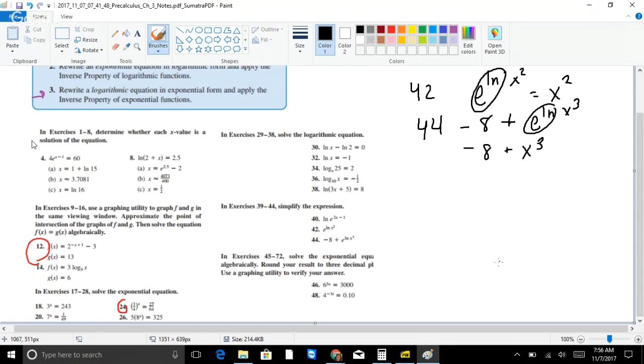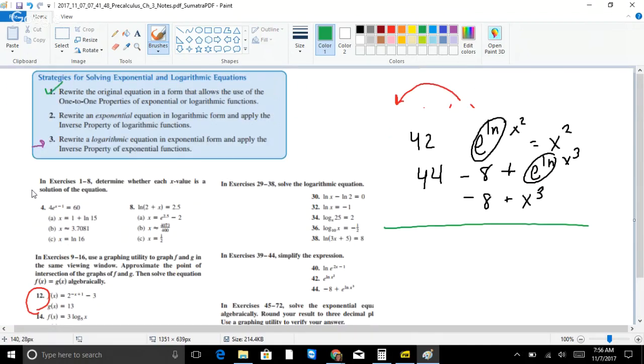All right, so then we get to these little 46 and 48. Solve the exponential equation algebraically, round your result to 3 decimal places, use a graphing utility to verify your answer. So far we've used one-to-one for solving logarithmic equations. We've gotten to rewrite logarithmic equations as exponential equations. Now we're going to rewrite exponential equations as logarithmic equations.